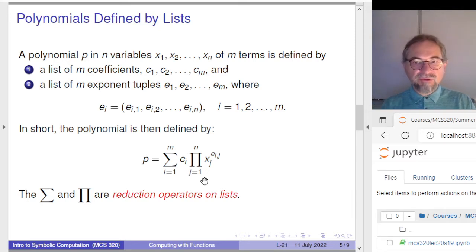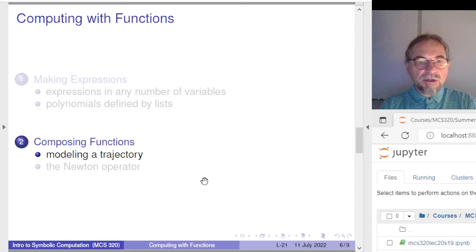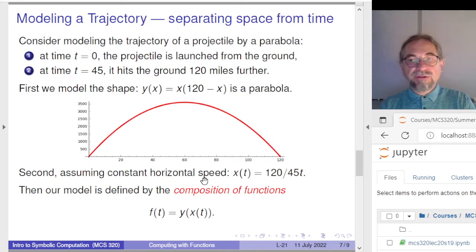And in some sense that's also the composition principle in the third exercise. So assume that we're interested in modeling a trajectory. We have a projectile that is launched at time 0, and at time equals 45 it hits the ground again, farther from us, at a distance of 120 miles. So that's the entire exercise.